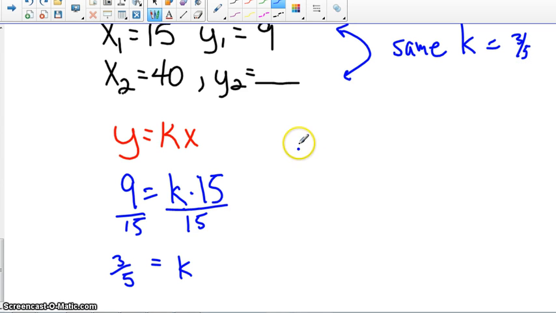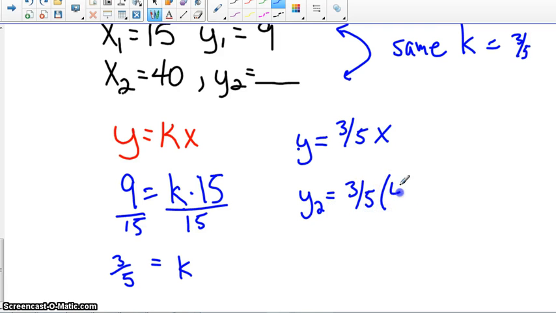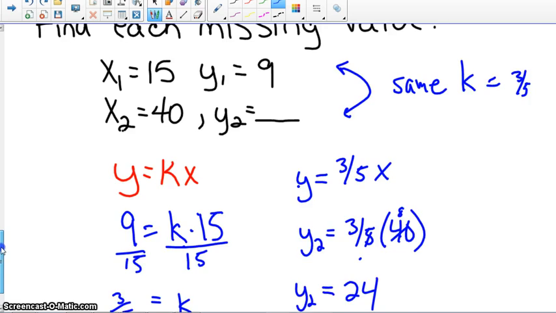Now, since same K, I'm going to put 3/5 over here, because that applies to both. And now when I work the second problem, I know that both of these equations, this has to be true. So if I want to solve for Y, I can say Y2, I don't know what that is, equals 3/5 times 40. I'm going to cancel that. It's going to be 1 and 8. 8 times 3 is 24. So Y2 is 24.